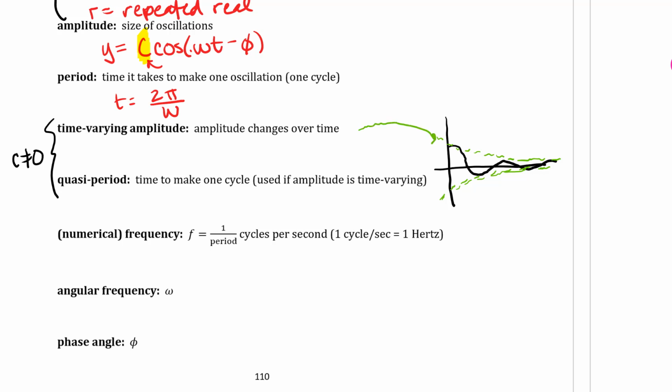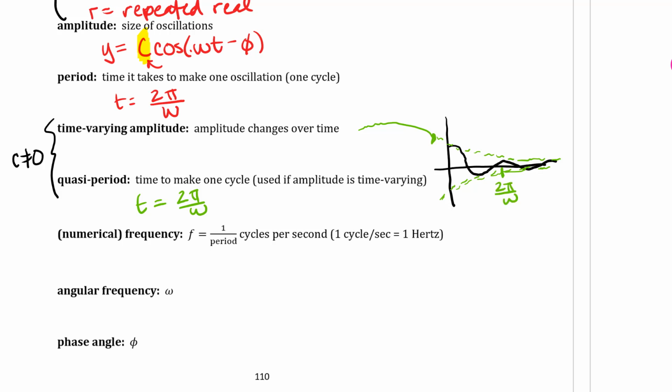So that's what's happening here in the green. And then a quasi-period, time to make one cycle. It's not technically called a period because it's not exactly repeating that motion over and over again, but it's found in the same way. T equals 2 pi over omega, and it would tell you from peak to peak what that time is going to be there.